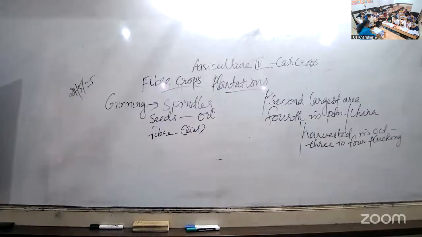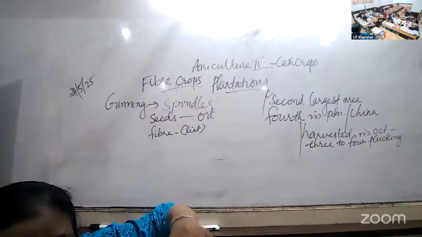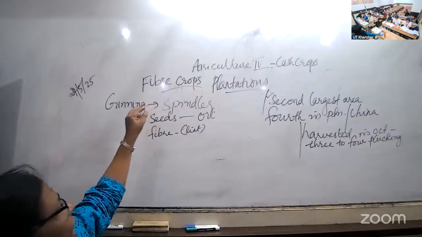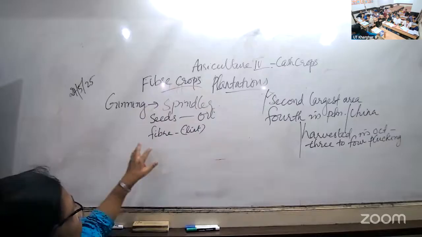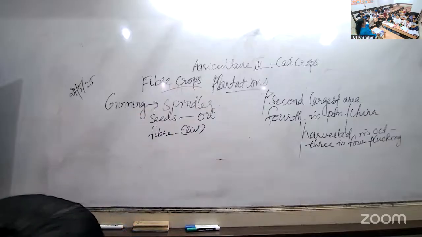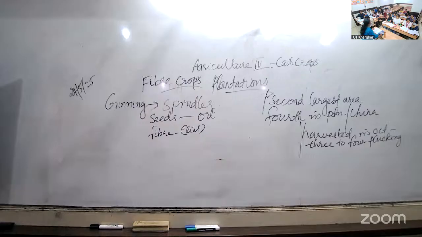Okay, this lint will be sent to the factories to make fiber. Understood? So the first process is ginning. Ginning is to separate the seeds from cotton, and after that the seeds will be sent to the mill for extracting oil, and then the fiber which is made out of it is sent to the factories to make thread. Got it?